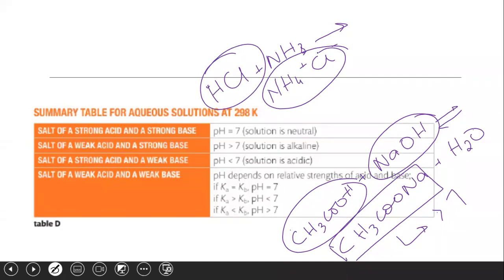If the dissociation constant for both of them is the same, the pH of the salt will be neutral. If the acid has more, the pH will be less than 7. If the base has a greater dissociation constant, the pH will be greater than 7.